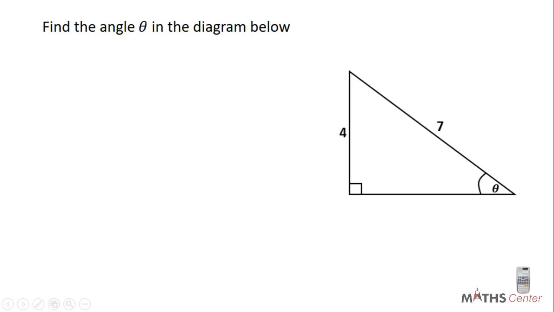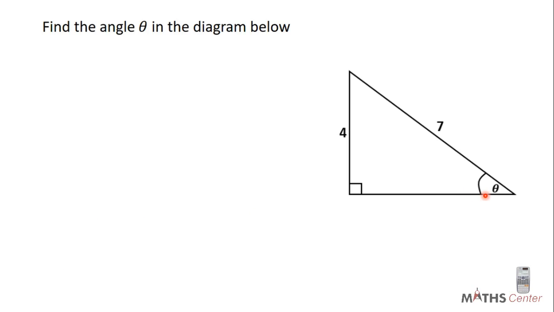Find the angle theta in the diagram below. So we have this diagram and we are supposed to find the value of theta. This is the angle theta that has been given to us.